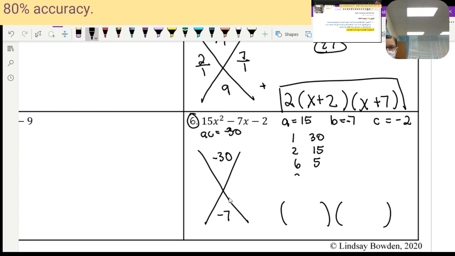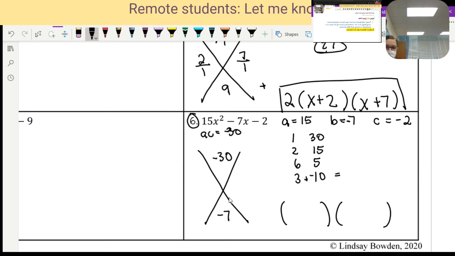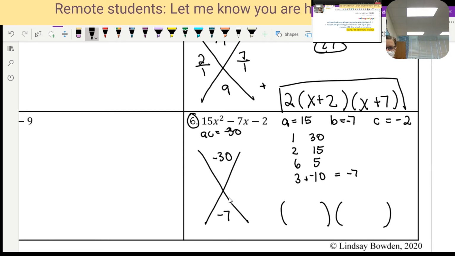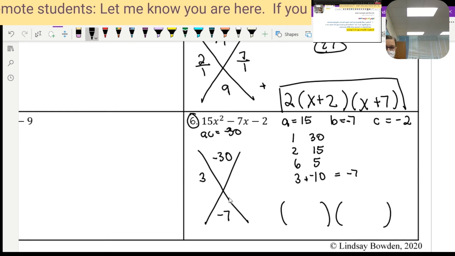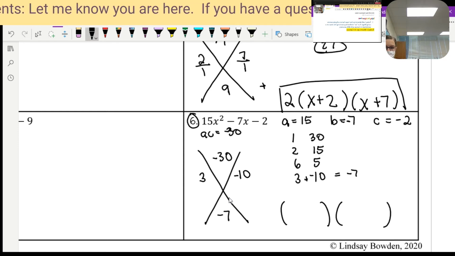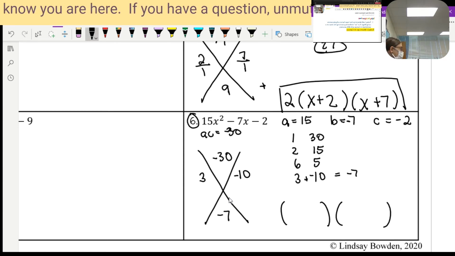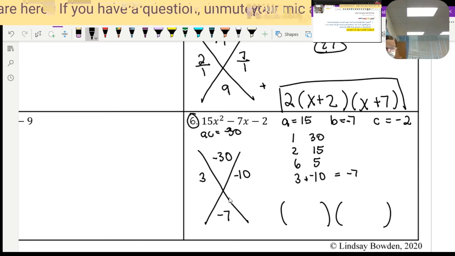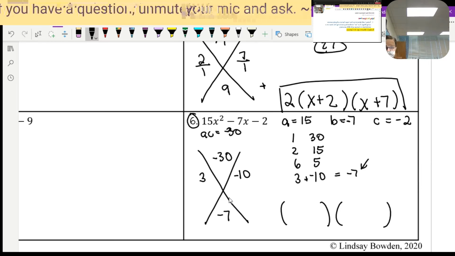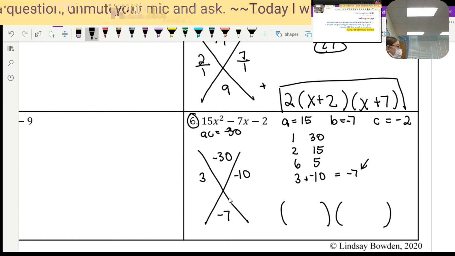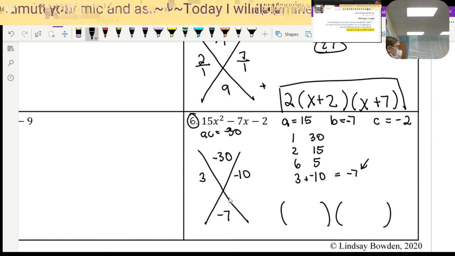It could be 3 and a -10. Okay, so that's correct. If we add those, we get a -7. So that's perfect. So we're going to go with 3 and -10. Remember, if you want your answer to be negative, so we were looking for a -7, then you need to choose the bigger number that you're adding to be the negative one.